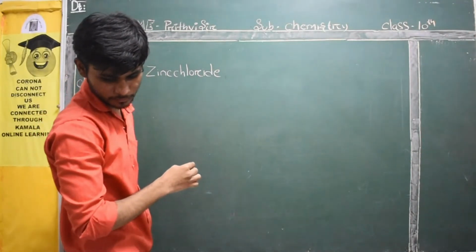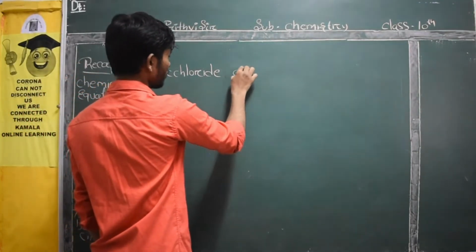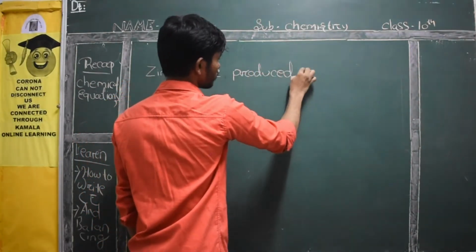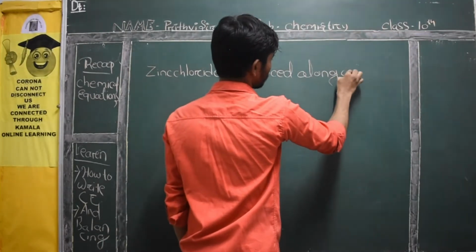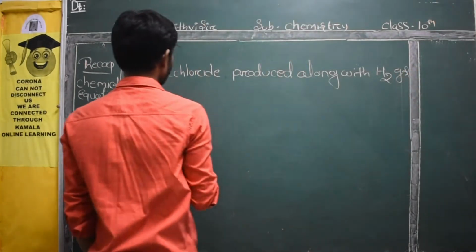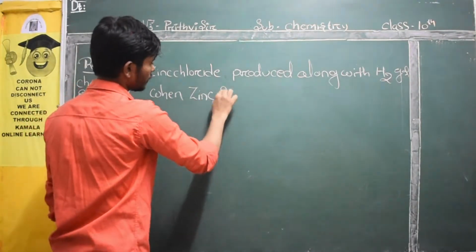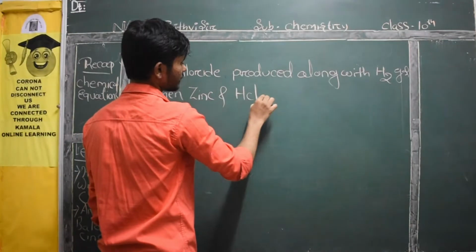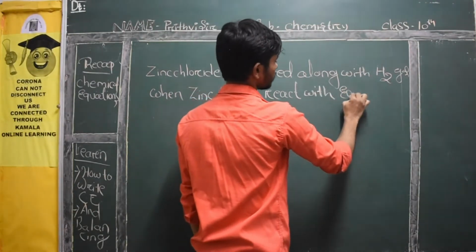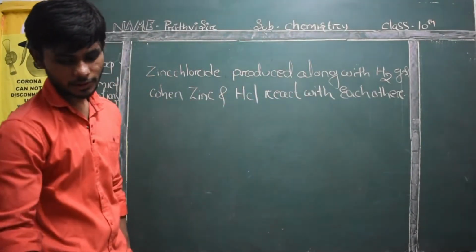Zinc chloride is produced along with hydrogen gas when zinc and hydrochloric acid react with each other. Now we need to write this statement in equation form.